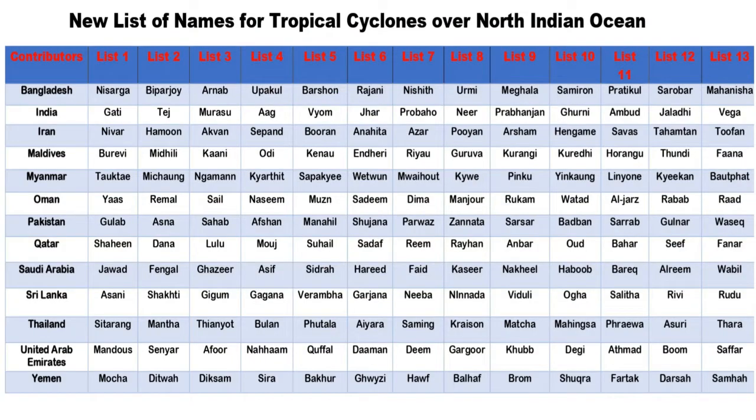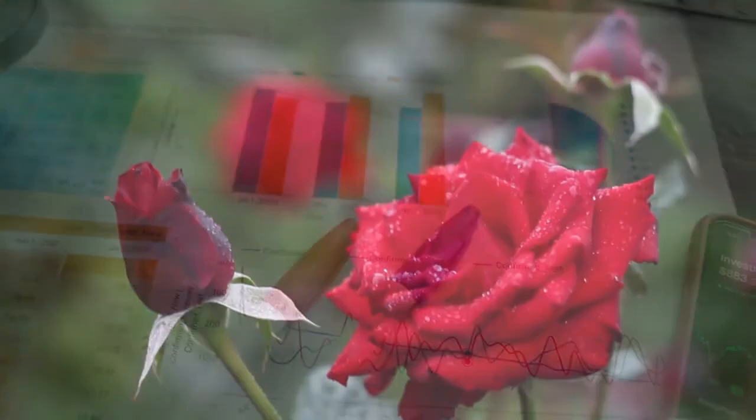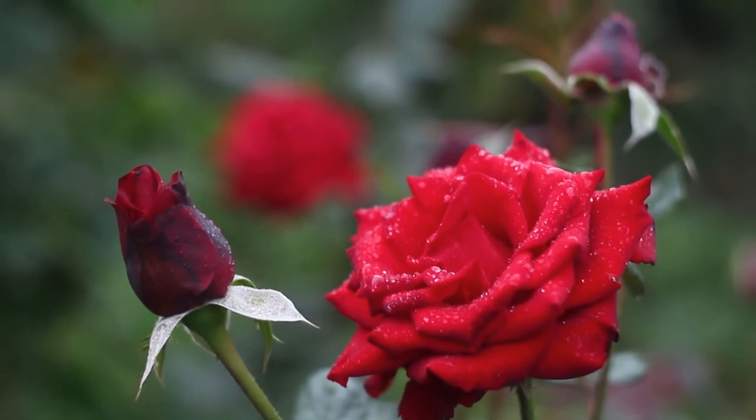Because it is easier to remember a simple name than numbers and technical terms. That is, it is easier to say Gulab than to say the latitude and longitude of the cyclone.